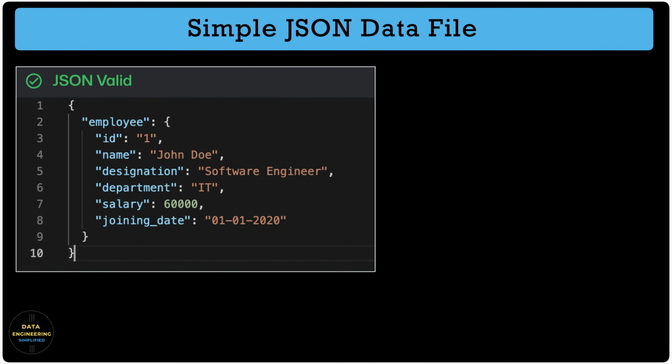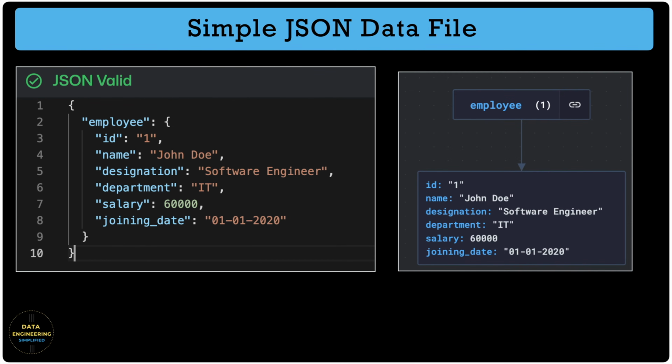This is an example of simple JSON data file. We have only one root element and all the employee attributes are there inside this single root element. Nothing complex, and using colon operators in Snowflake, you can access all the elements if this JSON is stored as a variant data type.